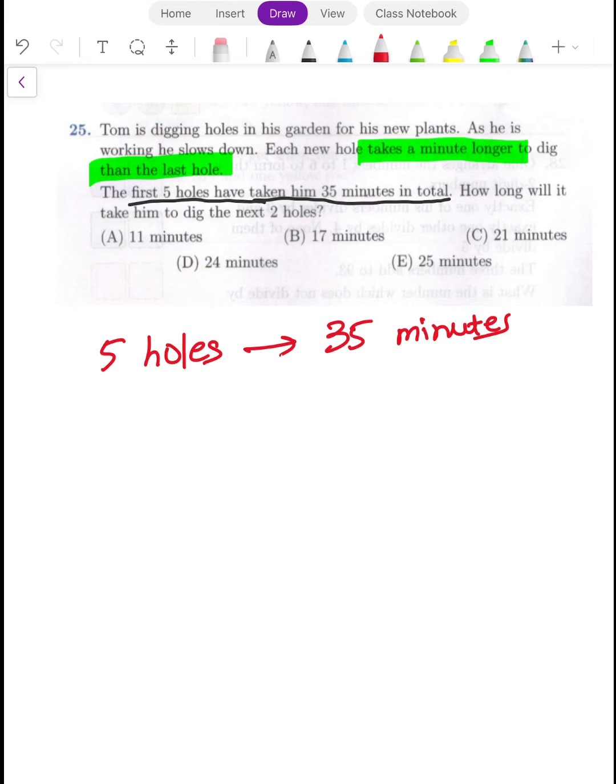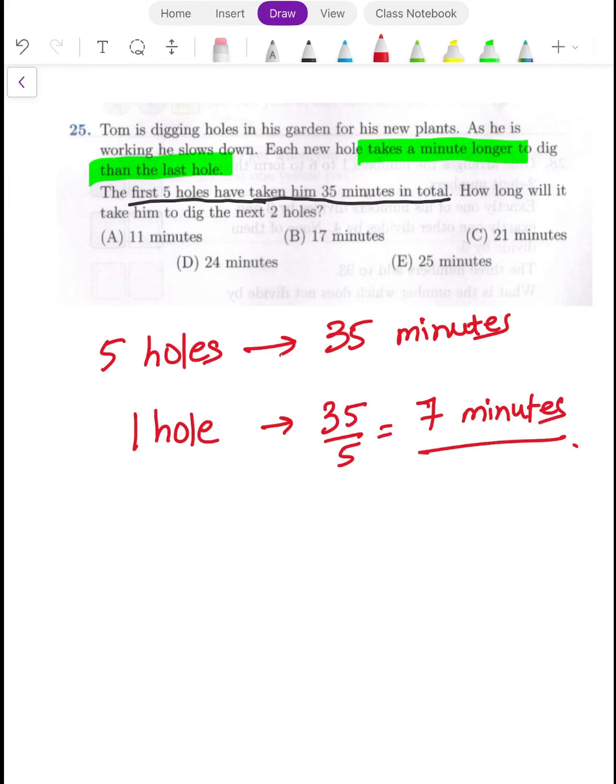Now, just to make our working easier, if we assume that he took the same amount of time for each hole, so that means one hole would take 35 divided by 5, which is 7 minutes. So this is our average. So let me write now. So 1, so first, second, third, fourth, and fifth. So if these were the times taken for the 5 holes, our average is 7. So that will come 7 here.